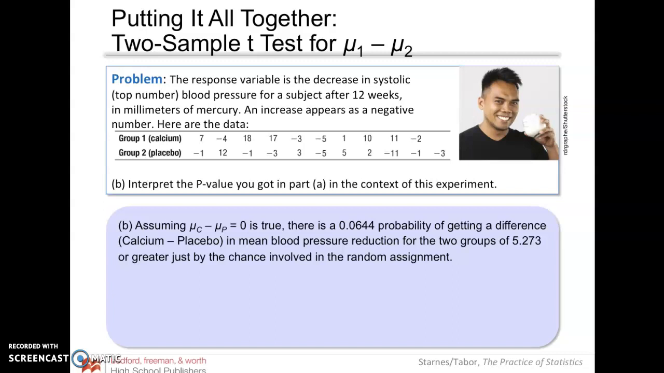Remember, we always have to assume that the null hypothesis is true and that the p-value is a probability of getting the values that we got in our sample or more extreme. So if it's less than, we would say less than. If it's greater than, we say greater than. And if it's just different from, we have to say it that way as well.